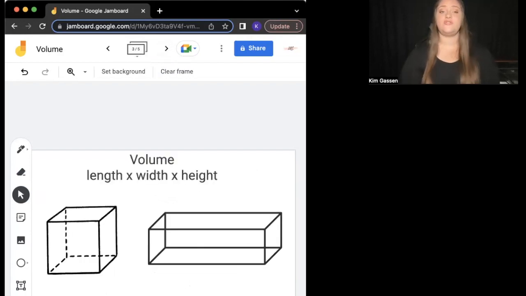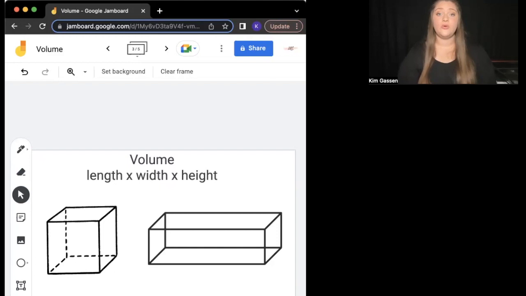So when we're finding the volume of something, we are doing the length times the width, just like area, times the height of something. This is showing us the full amount of space that this shape takes up, okay?